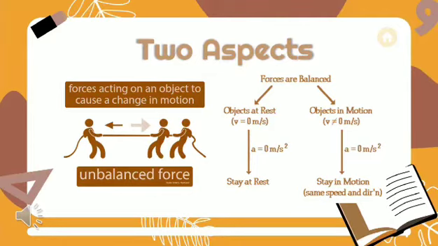But another aspect is best shown in this diagram. Basically, what this wants to say is that, for example, objects that are at rest will have an acceleration and a velocity of zero because obviously they are not moving. And in the case of objects that are moving, they will have a zero acceleration and a constant velocity because they will be going in the same direction and they will not accelerate. So this means that the forces acting on both objects are balanced.